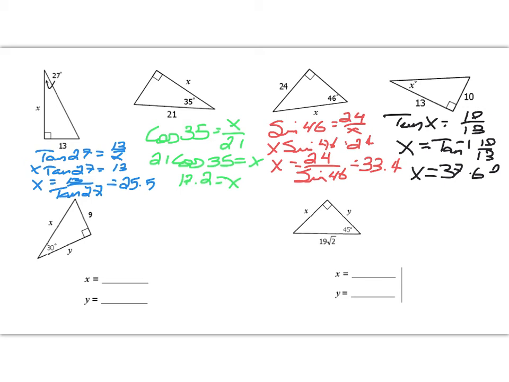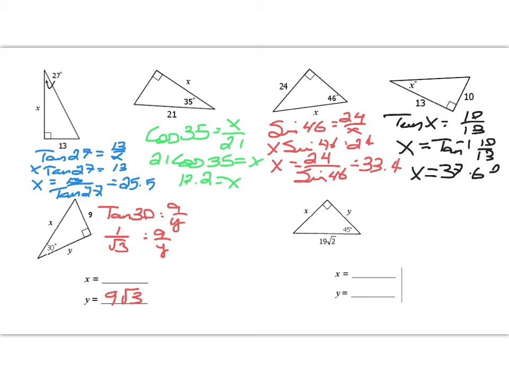Okay, so this one, let's solve for y. So that means I'm going to use the tangent of 30 is equal to 9 over y. And the tangent of 30, 0, 30, do your fingers, second finger, flip it over. So it's the square root of 1, which is 1 over the square root of 3, equals 9 over y. So y is 9 square root of 3.